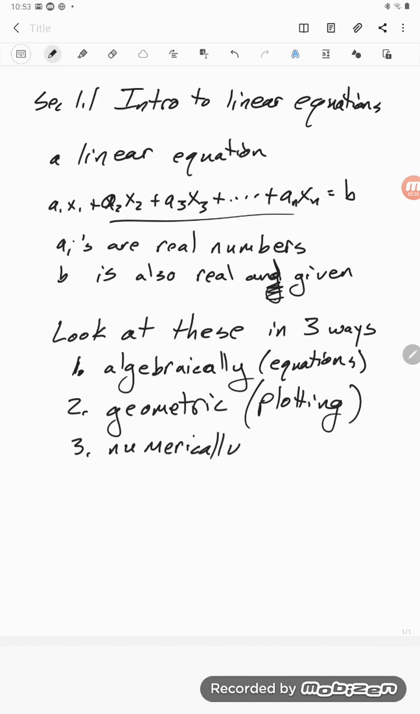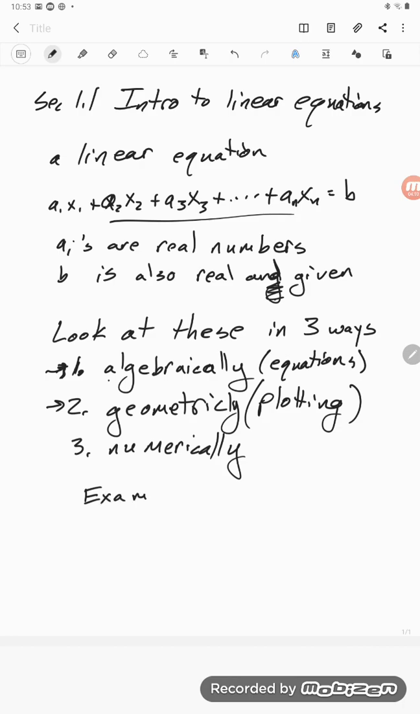In this class, actually, we don't do as much with that. We'll do mostly symbolic things, which would be the algebra, and graphical things, which would be the geometry. So we want to look at things algebraically, geometrically, and numerically.